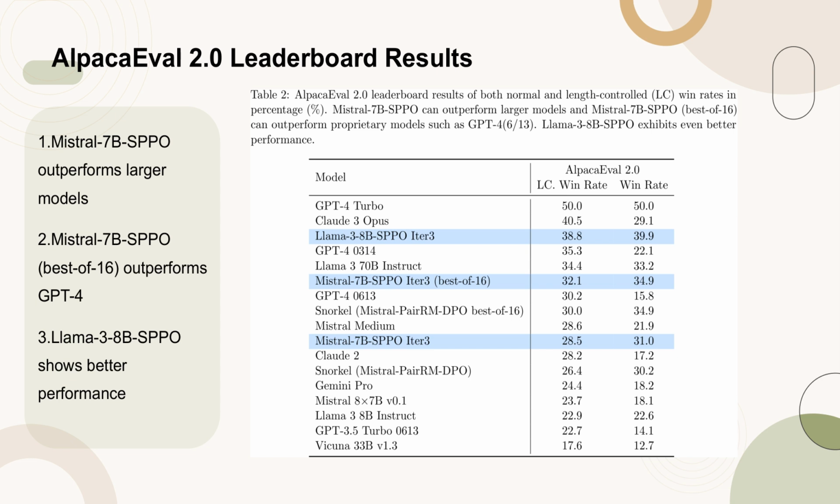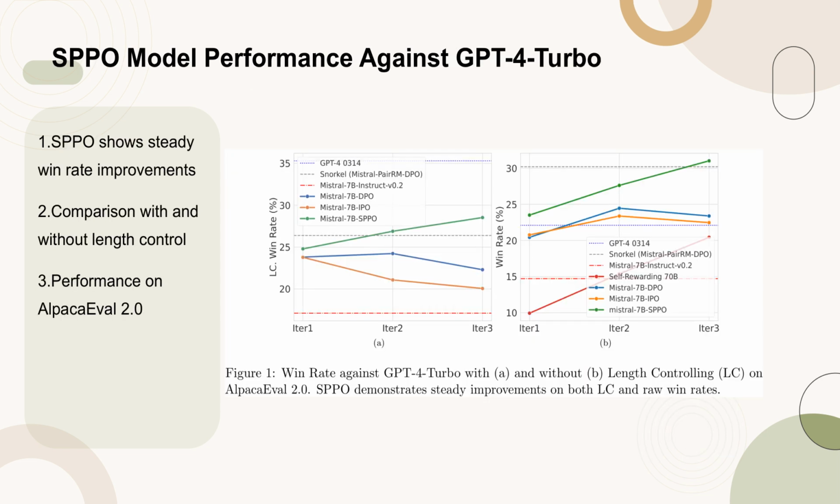GPT-4 0613 and Llama 3 70B Instruct. Additionally, the Llama 3-8B SPPO model exhibits even superior performance, highlighting the effectiveness of the SPPO approach in enhancing model alignment and performance. Figure 1 illustrates the win rates of the SPPO model against GPT-4 Turbo, both with and without length control, on the Alpaca Eval 2.0 benchmark.